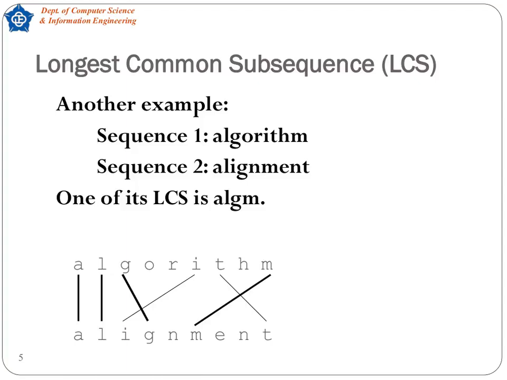Now let's dive into another example of the longest common subsequence problem. We have two strings, algorithm and alignment. Although their letters aren't all in a row, one common subsequence you can extract is ALGM. In the diagram, the first string appears on top and the second along the bottom. Straight vertical and diagonal lines mark matching letters. A lines up with A, L with L, then G in algorithm aligns diagonally with G in alignment, and finally M at the end. Those four letters, ALGM, form one valid LCS.